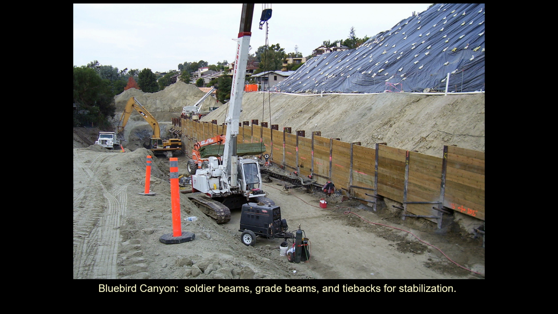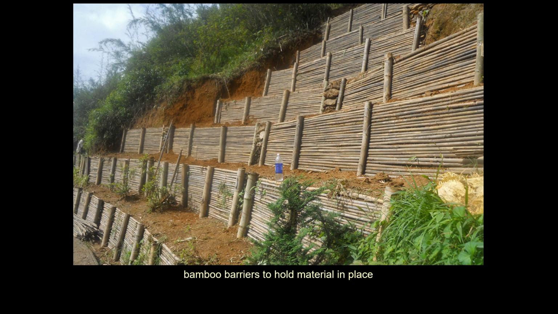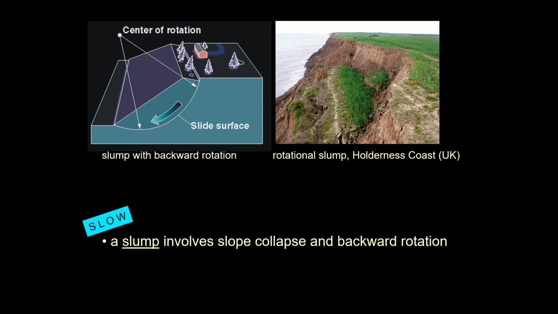to try to mitigate some of the downslope movement of material. Here's another example, putting in additional barriers to try to hold slopes together. In the developing world, they might use, in some areas, bamboo, like this scene, to try to hold things in place, or prepare to even pour concrete if necessary.